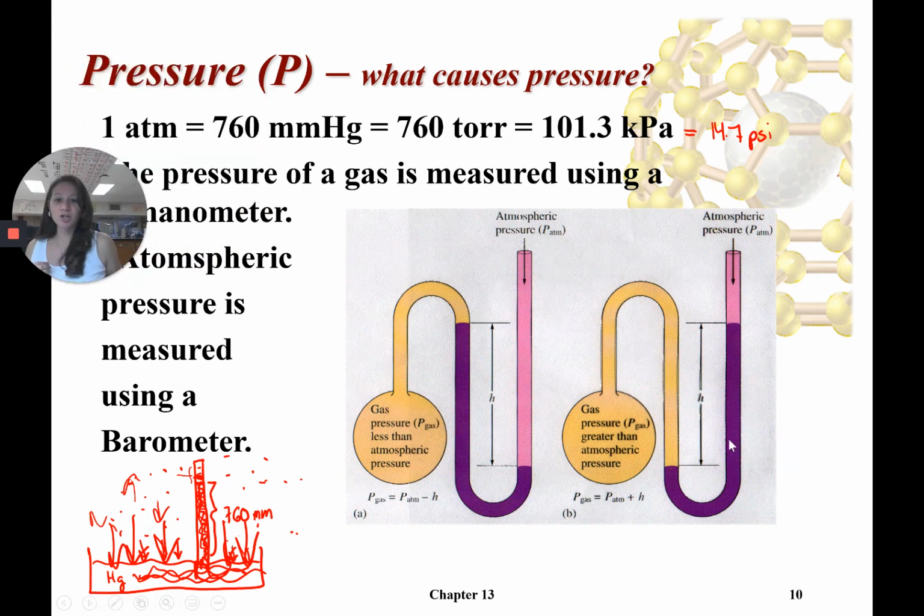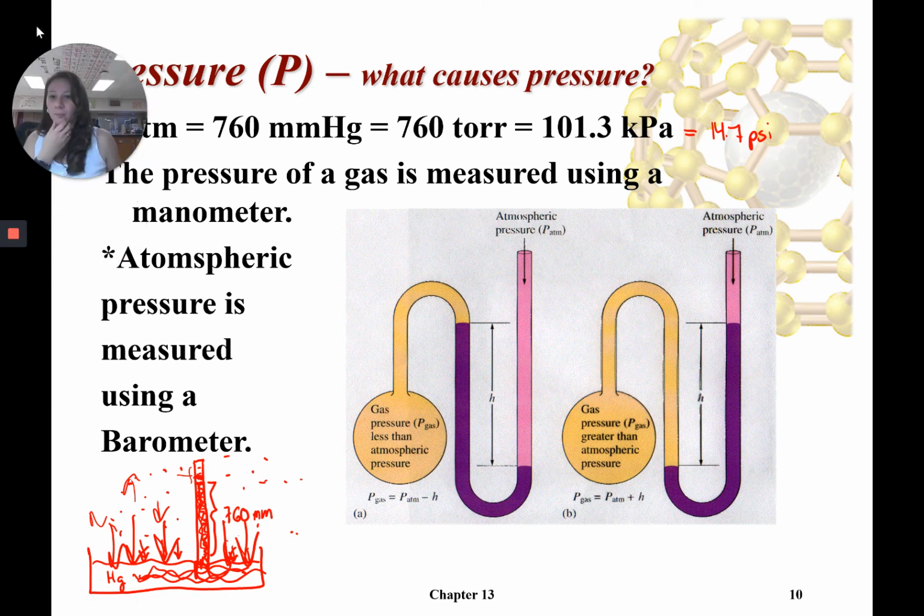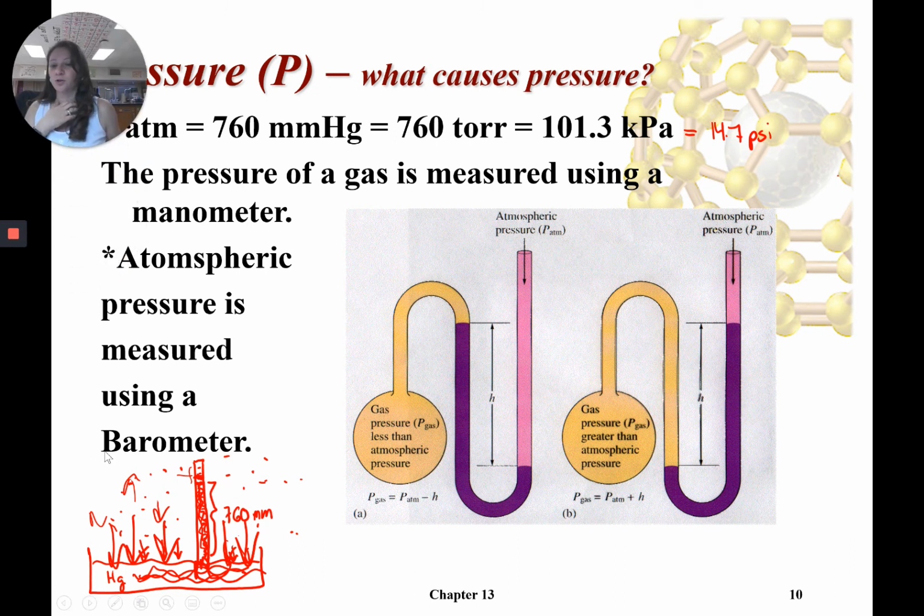Okay, I do want to show you this here. This is called a manometer. What we use to measure atmospheric pressure is called a barometer. What we use to measure gas pressure in general is called a manometer. So a barometer is a type of manometer. Barometer is specifically for atmospheric pressure. Manometer is for any gas pressure.